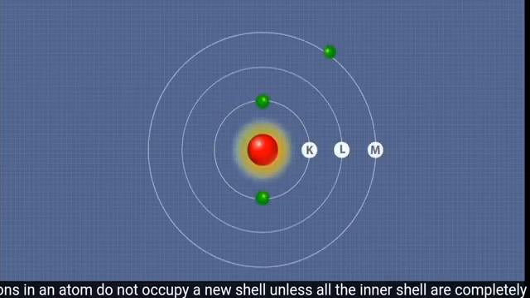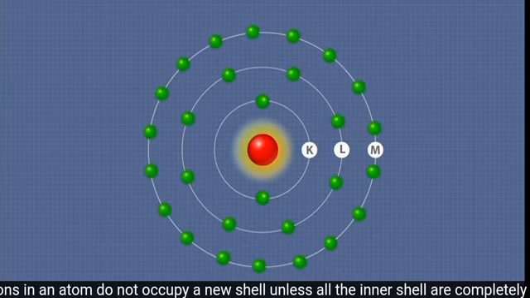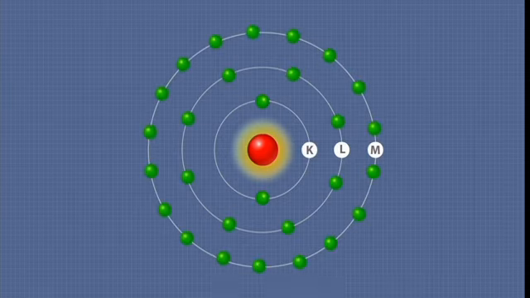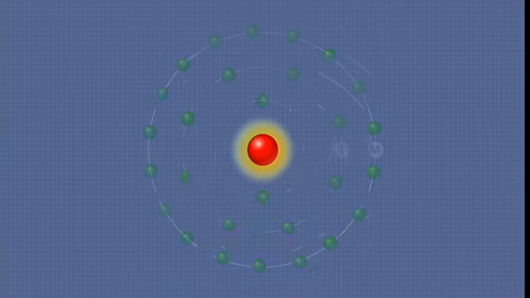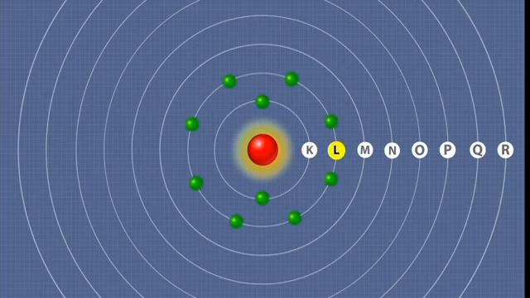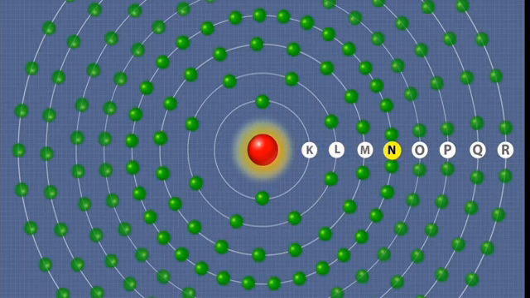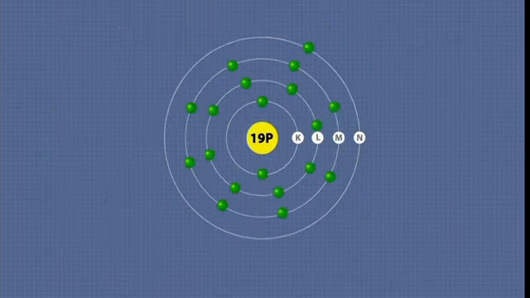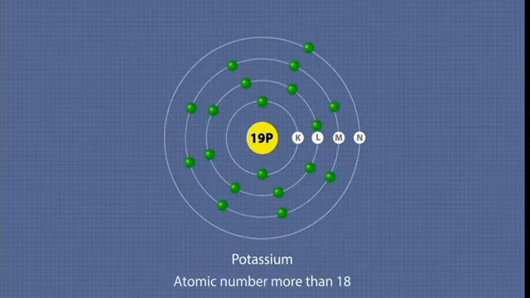Electrons in an atom do not occupy a new shell unless all the inner shells are completely filled. The filling of electrons in an atom is a stepwise approach. First, the electrons are filled in K shell, then in L shell, M shell, N shell, and so on. There are few exceptions to this rule which are applicable to elements with an atomic number more than 18.